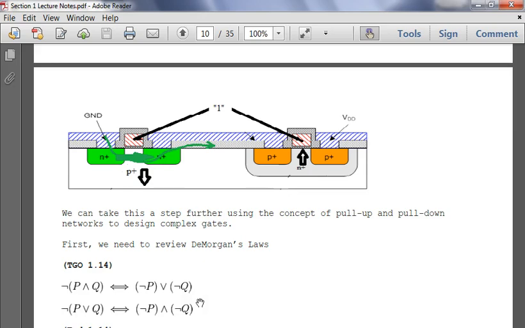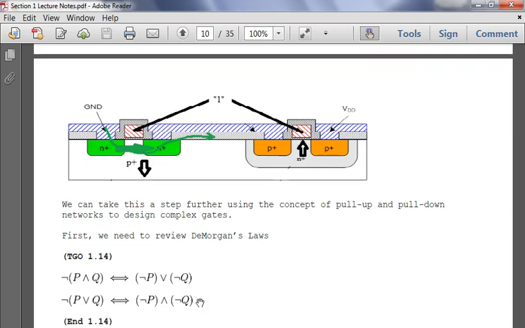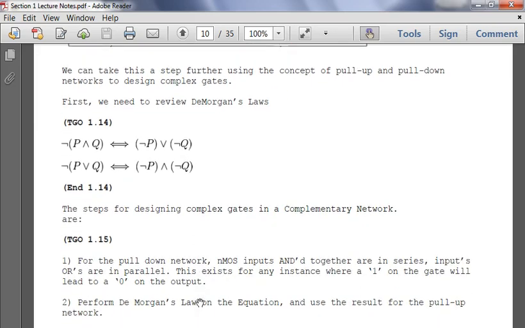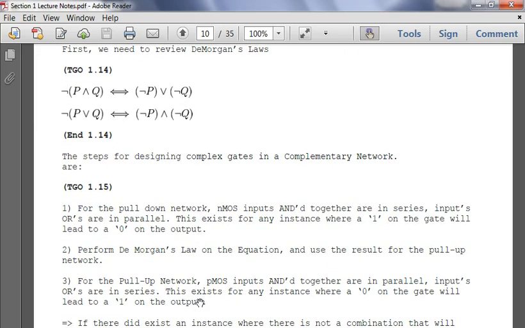So the other portion of De Morgan's law is that not (P or Q) is equivalent to not P and not Q. And by using De Morgan's laws, you can figure out the exact layout of the transistors. So these steps are 1.15, this is the algorithm.